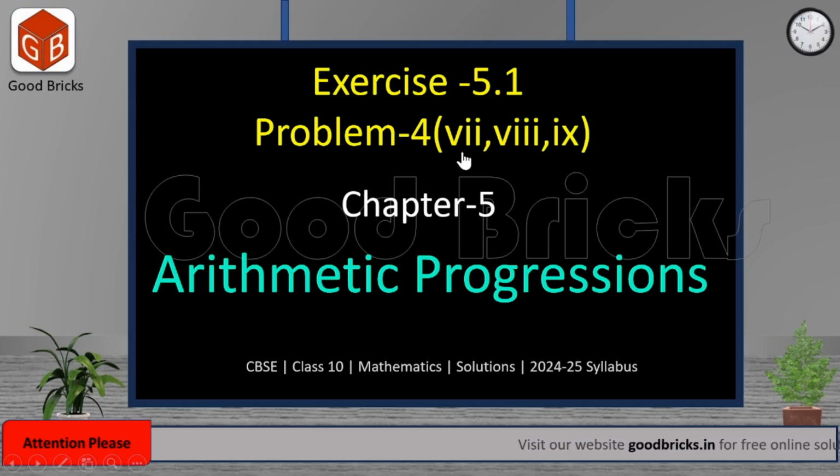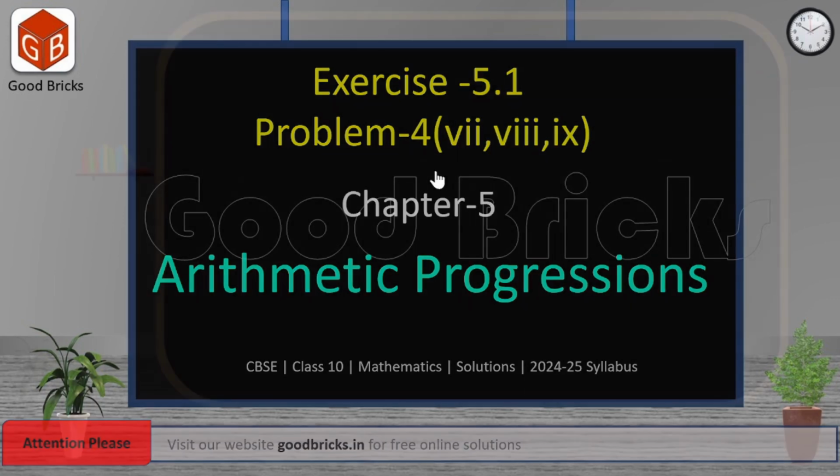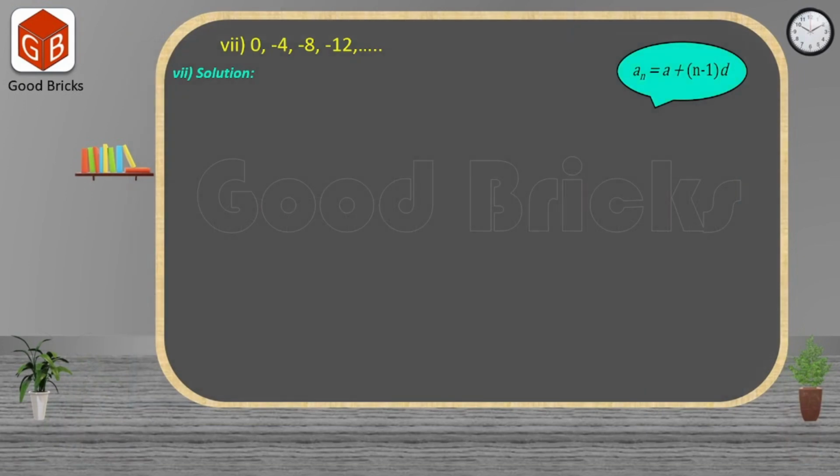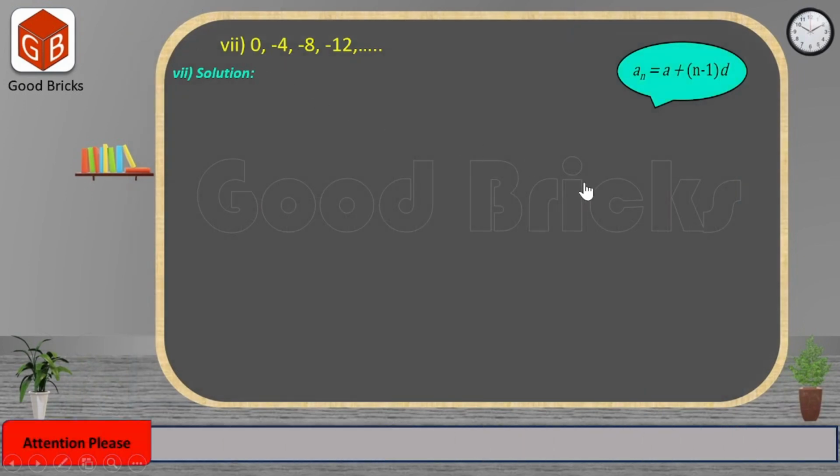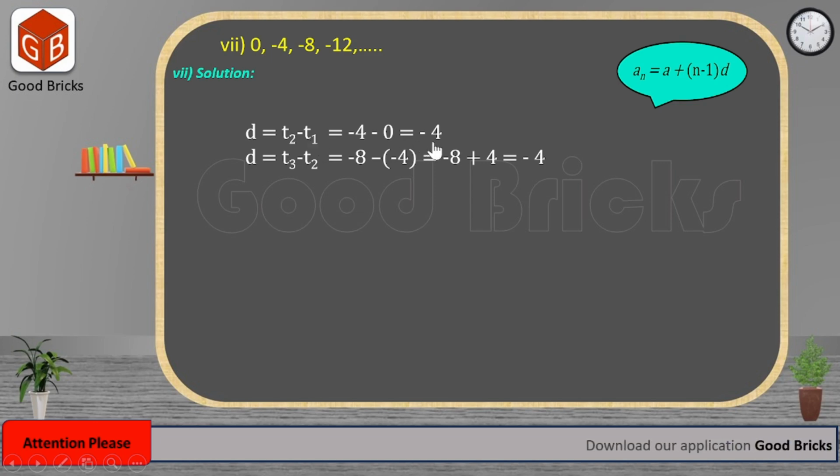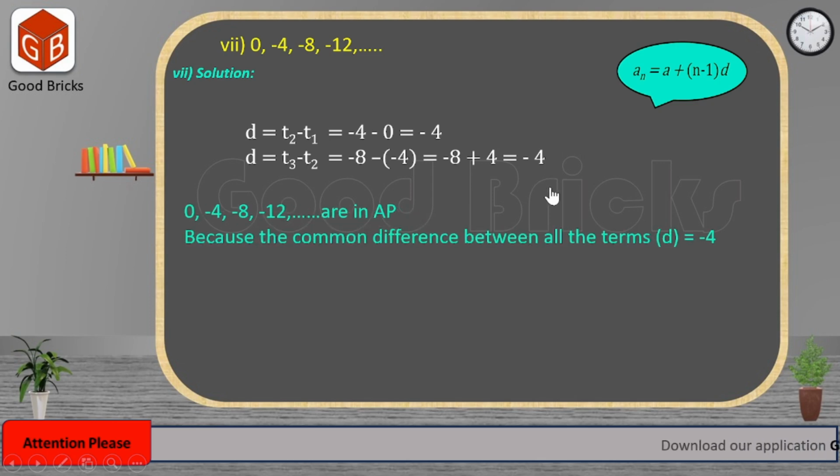In this video, we are going to discuss the 7th, 8th, and 9th bits of problem 4. If you look at the 7th bit, a is equal to 0, and let us try to find the common difference. Term 2 minus term 1 gives minus 4, and term 3 minus term 2 is also minus 4. Since we are getting the same common difference, we can say that this given series is in arithmetic progression, and we just got the d value as minus 4.